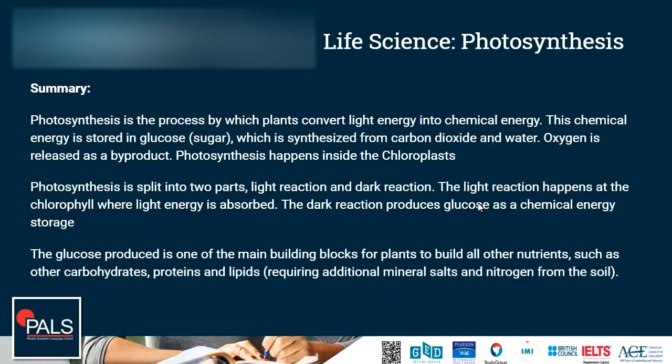The glucose that is produced in photosynthesis in plants is one of the main building blocks for plants to build all other nutrients, such as other carbohydrates, starch, cellulose, proteins, and lipids, some of them requiring additional mineral salts and nitrogen from the soil, specifically the proteins.